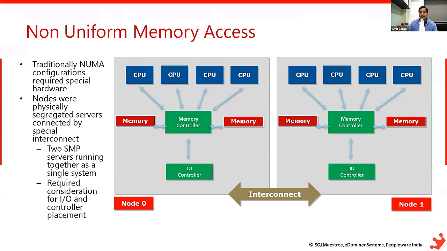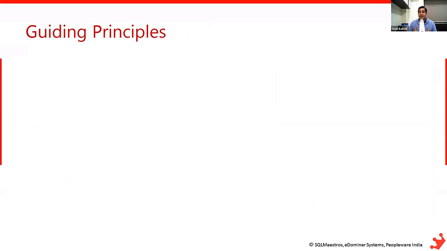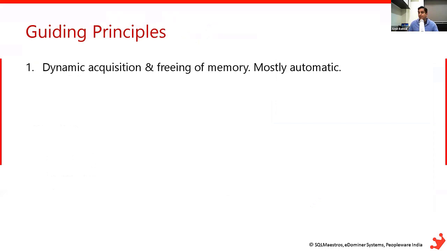So what is NUMA really helping with? Faster access to memory for the CPUs. At the core, this is what NUMA really helps with. And you can, of course, reconfigure it using soft NUMA, etc., which is beyond the scope of this session, but I'm just calling this out. Now, what are the guiding principles of SQL Server memory architecture?